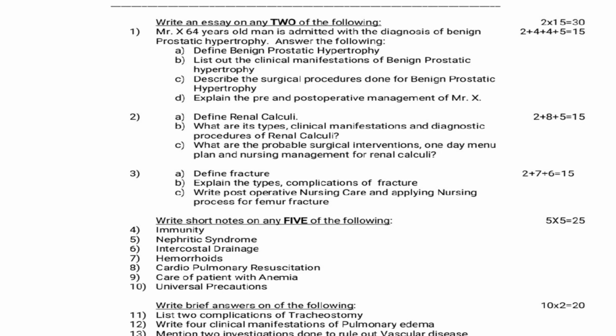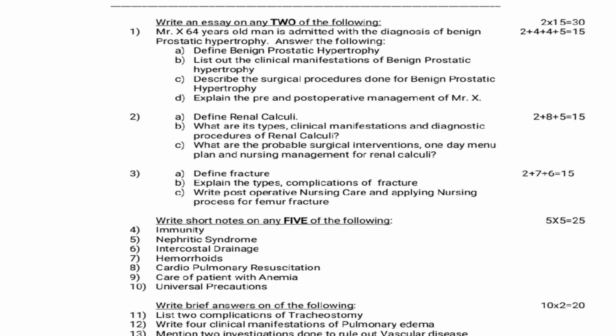First question, Mr. X, 64 years old man, is admitted with the diagnosis of benign prostatic hypertrophy, that is BPH. Answer the following. 1A, define benign prostatic hypertrophy, which is for 2 marks. 1B, list out the clinical manifestations of benign prostatic hypertrophy, that is 4 marks.